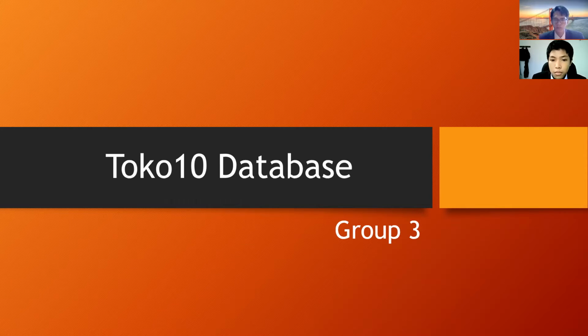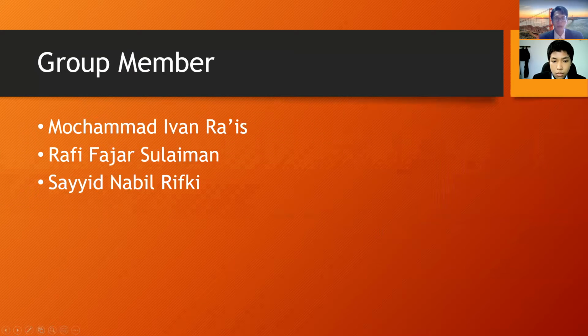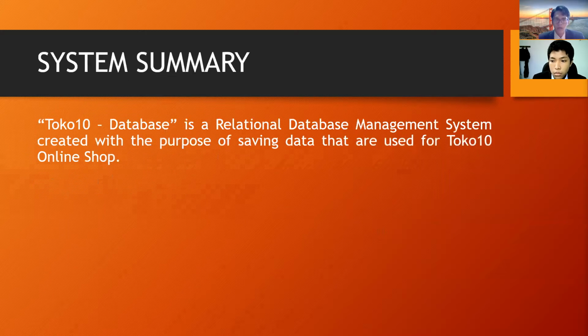We are Group 3 from Class 163, and on today's occasion, we'll be presenting our project titled Tokoten Database. I am Rafi Fajar Sulaiman, and here are my other two members, Muhammad Ivan Rais and Said Nabil Rifki. And what is our project about?